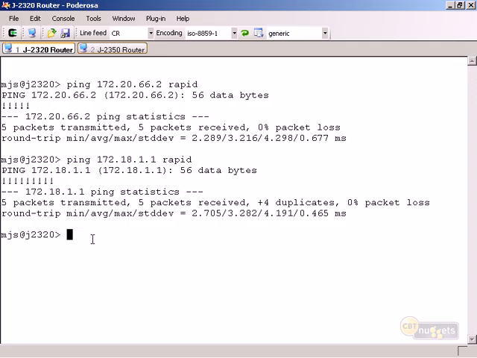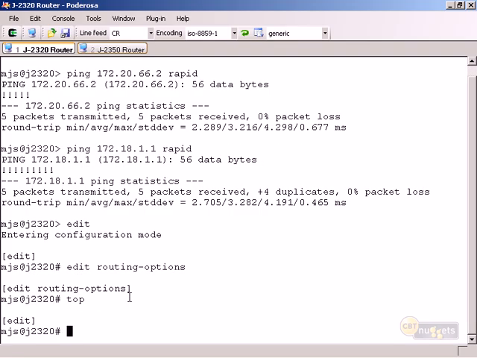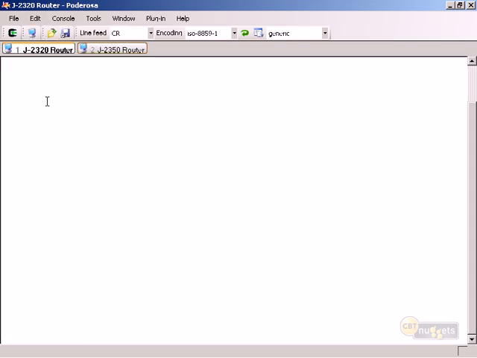So let's go ahead and I need to be in edit mode, right, to do our static route. Okay, I am in edit mode. Let's get into the edit routing options mode. That's where I want to be. So edit routing options. Remember, to get back to the top, just type in TOP, gets you back to the top, and there I am. So edit routing options. Let's be in that mode. Let's go ahead and clear the screen.